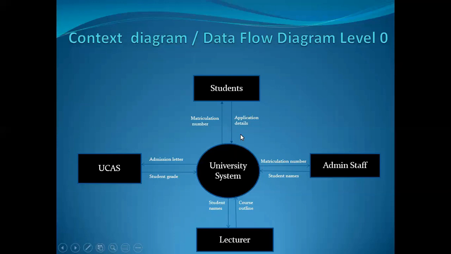One thing you need to note is that when you are labeling this, you use nouns, because we are talking about data flow. What this is showing is that for this university system, students will be interacting with the system, admin staff of the university will be interacting with the system, the lecturer will be interacting with the system, and UCAS also will be interacting with the system that we want to build. So we want to build a university system.